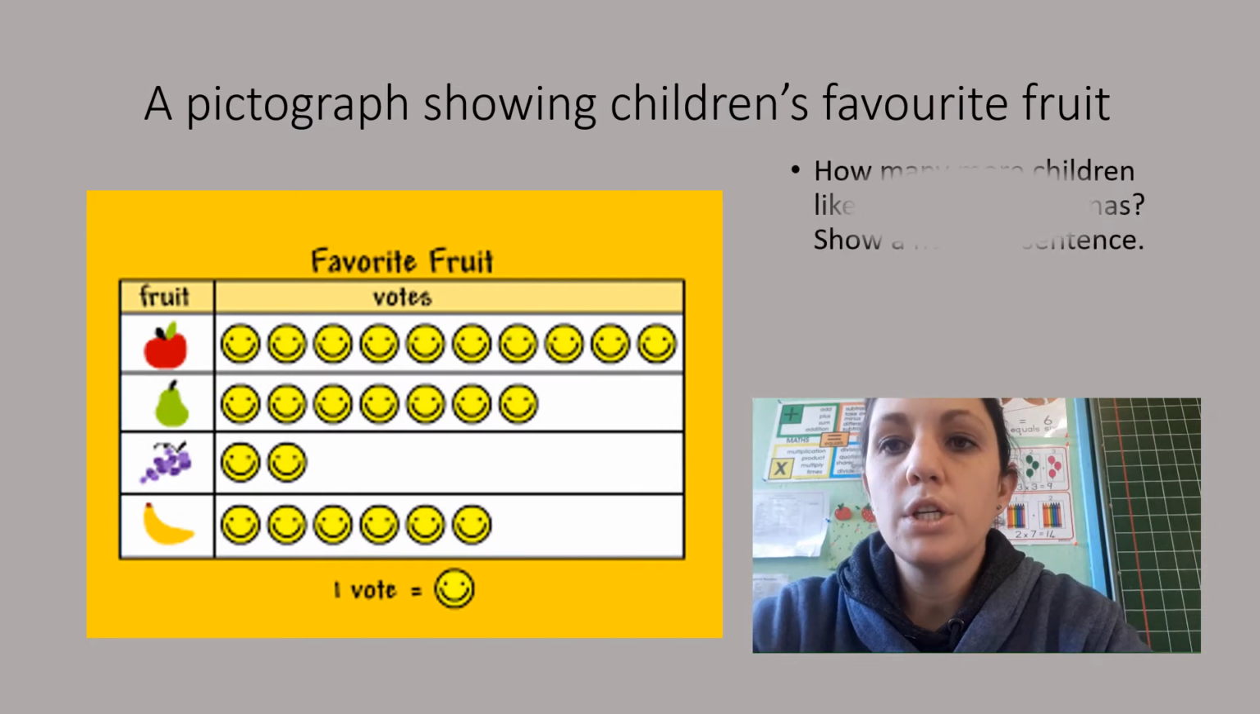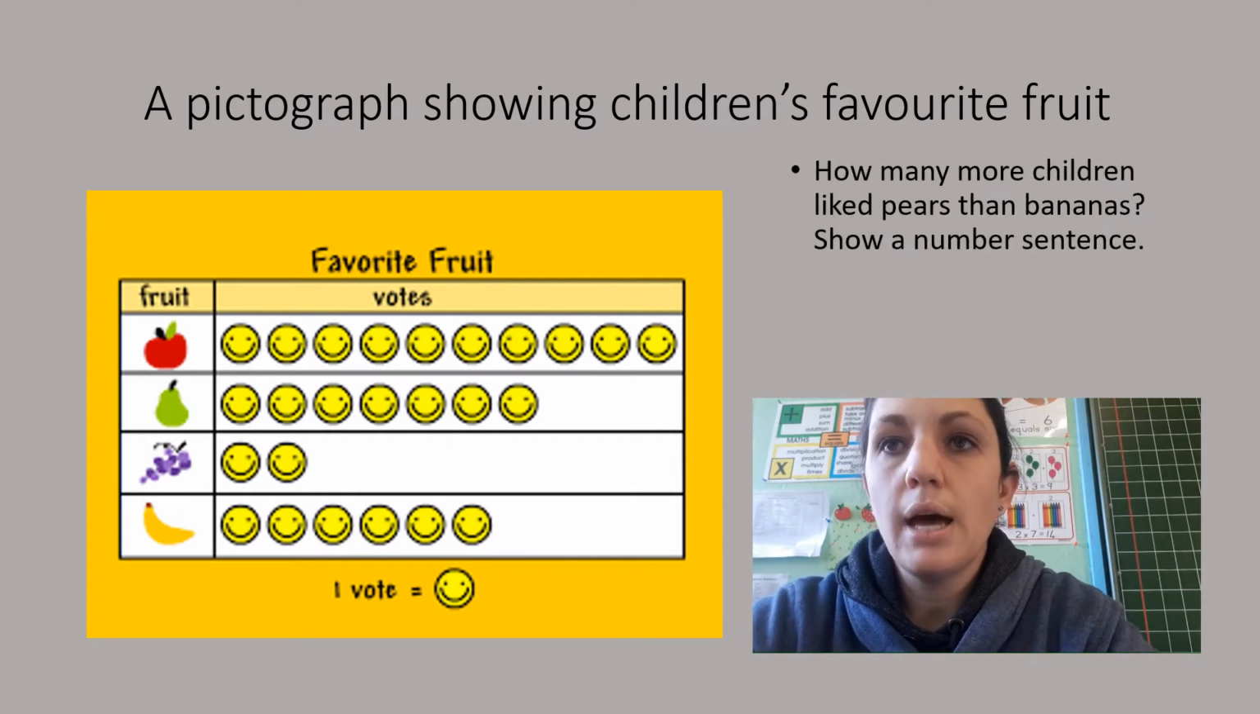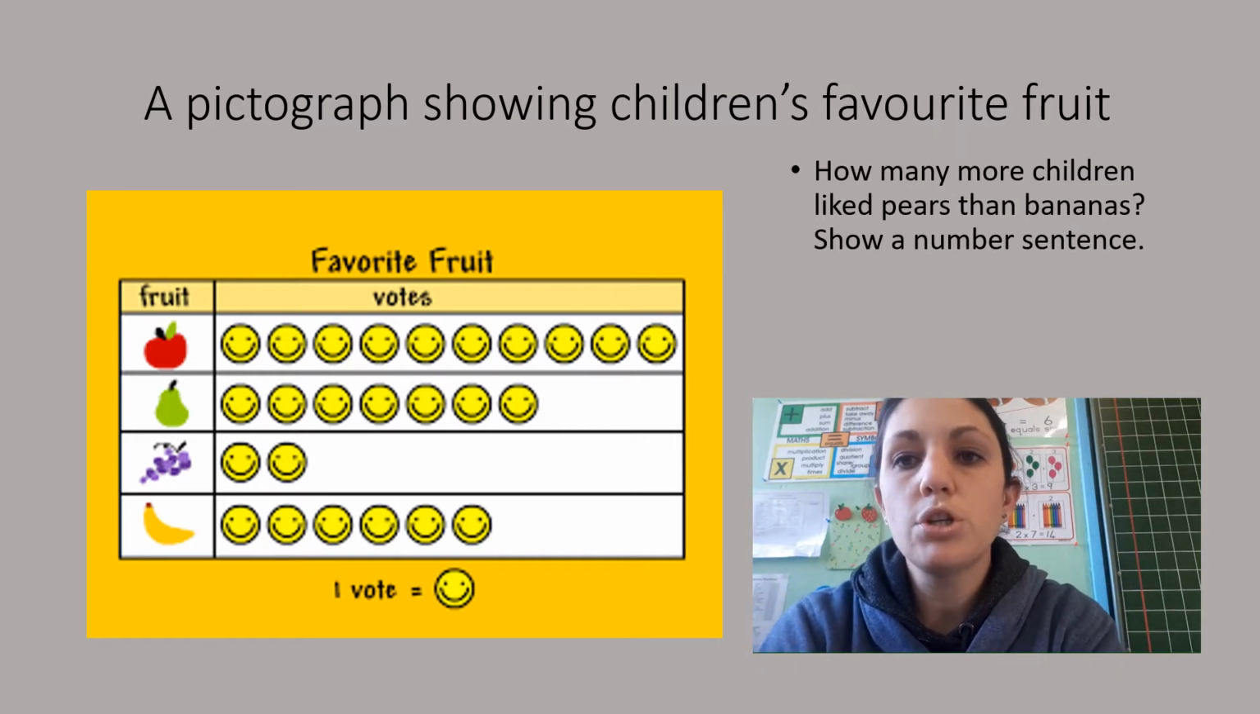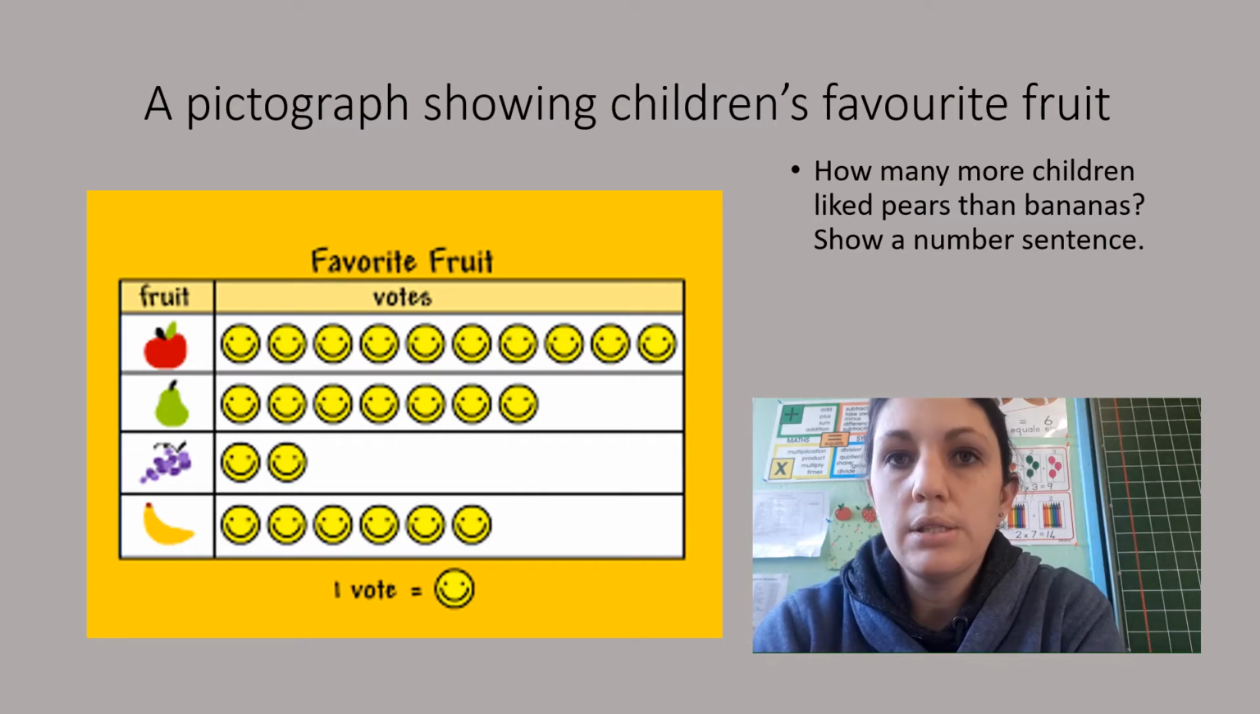Right, moving on to question 2. The question says, how many more children liked pears than bananas? And show a number sentence. So remember, when we're showing a number sentence, we need to show our working out there. So you need to look at how many children liked pears. 7 children liked pears, and only 6 children chose bananas.